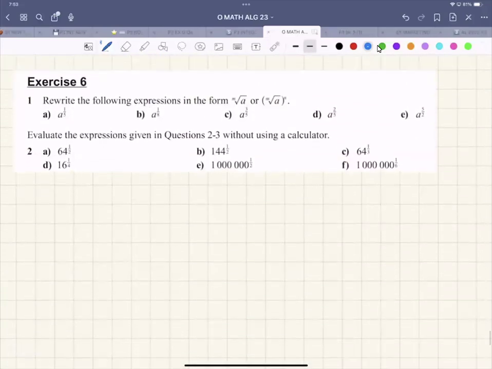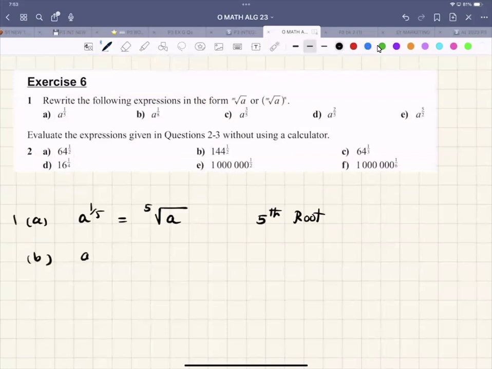Let me explain this thing. Rewrite the following expression in this form or in this form. Now, first of all, I need to focus a lot. Part A, question number 1, a raised to power of 1/5 can be written as the root sign, a inside and 5 on the outside. That means it's the 5th root.